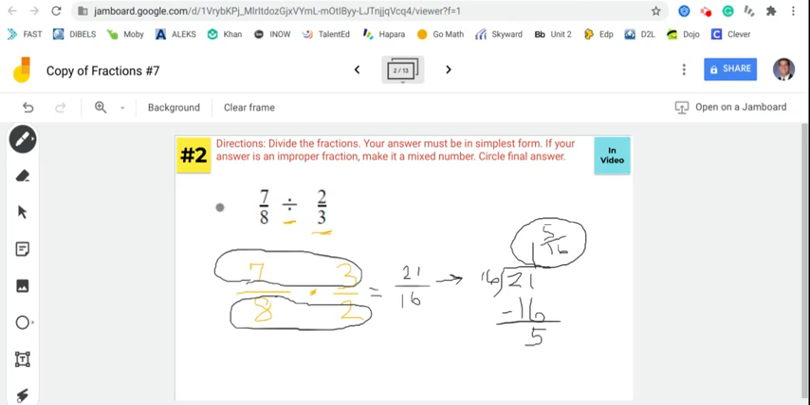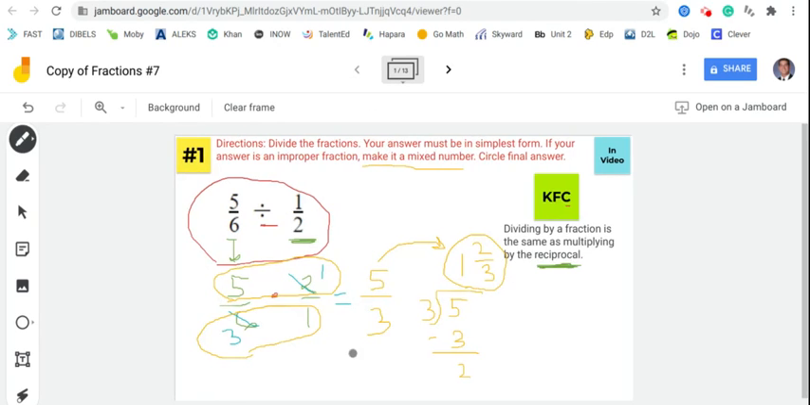Okay, so notice the work that I have shown on the Jamboard for number 1 and number 2. I am not just putting the answer. If you just put the answer, you will get a 0. I must see your work. And how do you show your work? You click on the pen tool and then use your mouse to click and write stuff on the Jamboard.